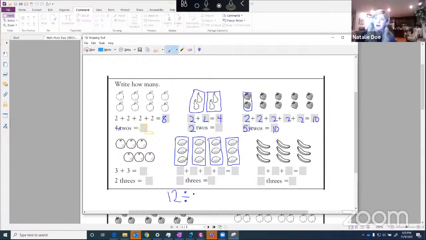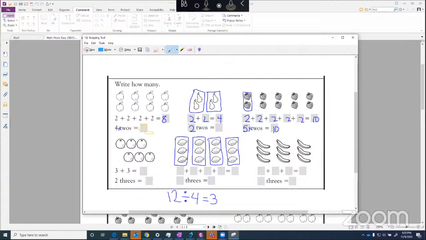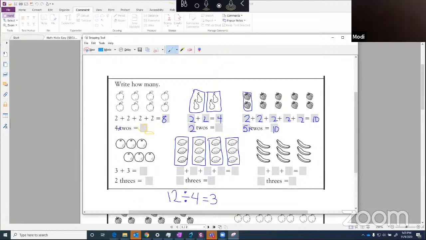12 divided by, you said we got 4 groups, right? So 12 divided by 4 groups is going to be 3 lemons, which is good because that is how many we've got in each of these groups. 1, 2, 3. Yes.